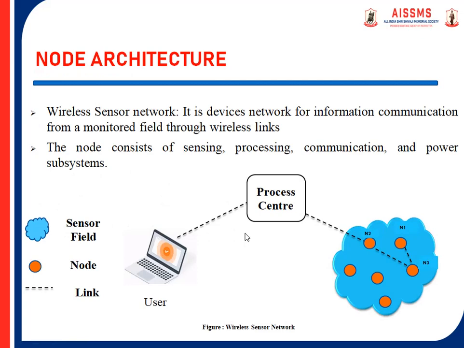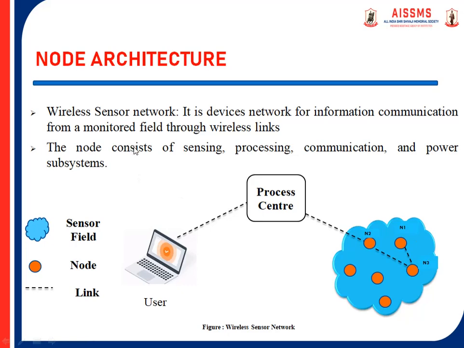First of all, we'll see what is a wireless sensor network. It is a connection of devices in a network with the goal of information communication from a monitored field via a wireless link. This diagram indicates a wireless sensor network. Within this sensor field, various sensors or devices are connected via links for information communication. N1, N2, N3 are different sensors.